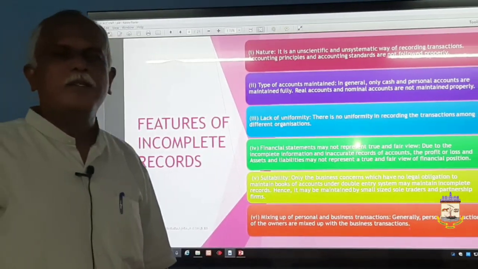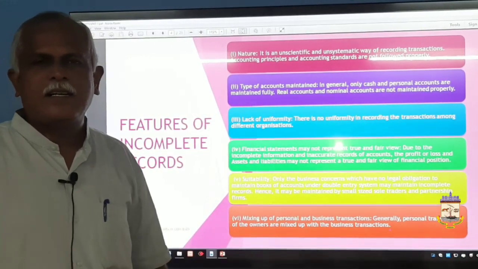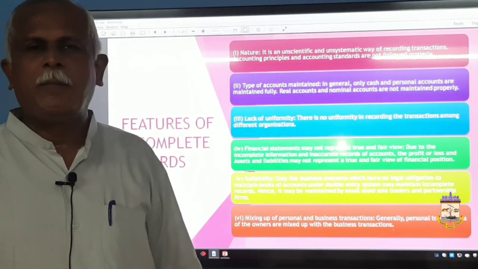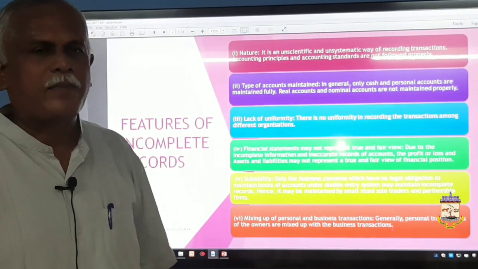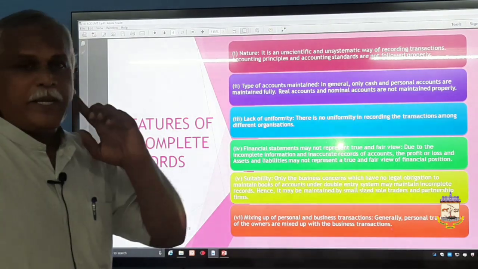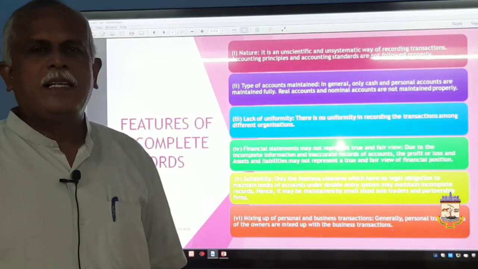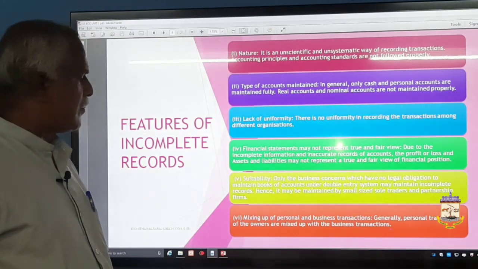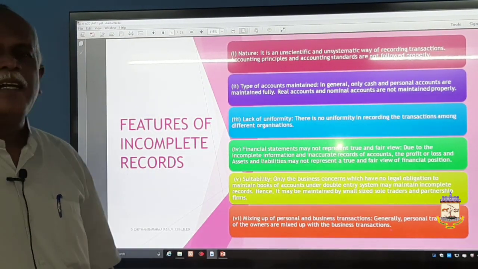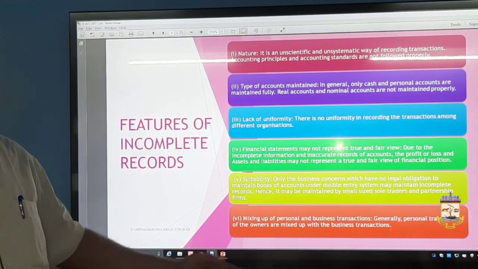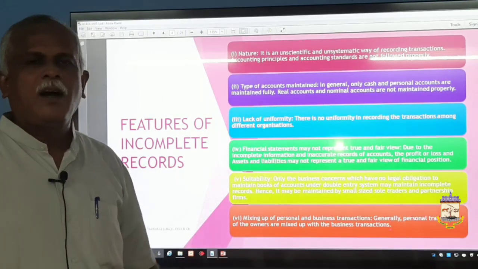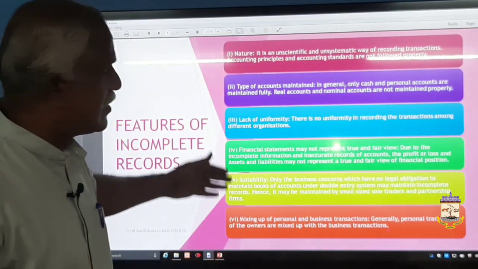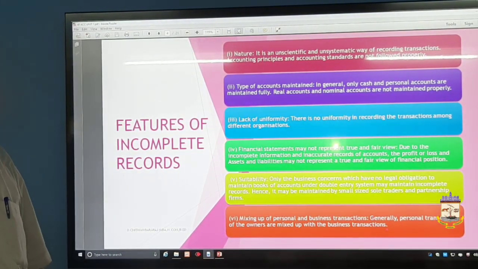Suitability: to whom is it suitable? Incomplete records are normally suitable for small traders, who cannot maintain a separate accounting department to maintain the accounting system. Maintaining records under the double entry system is a little costly and it needs professional knowledge in recording accounts. Mixing up of personal and business finance: the owner, since he is a small trader, often mixes his own finance with the business finance, making it cumbersome. So these are the various features of incomplete records.